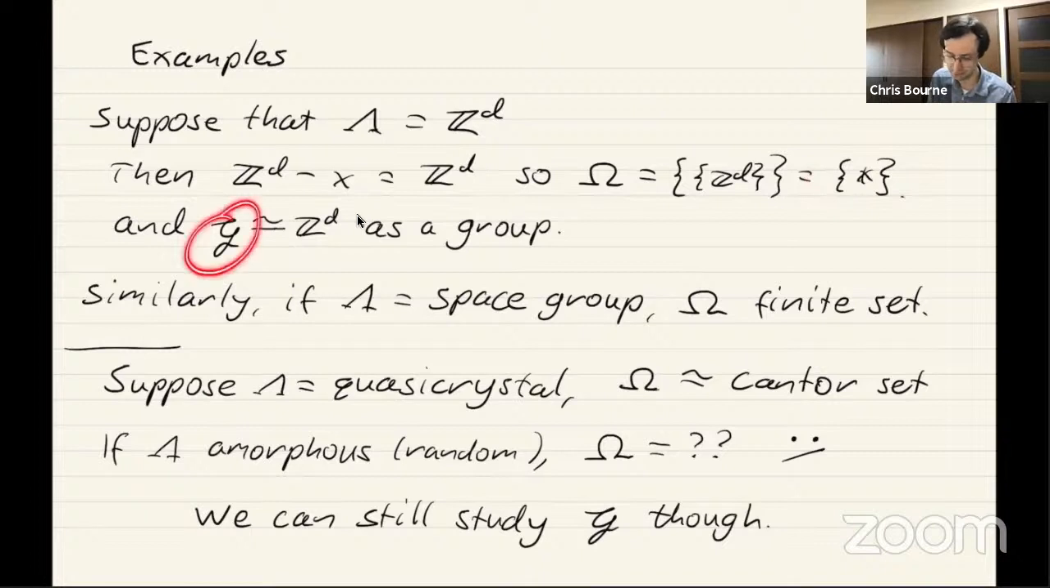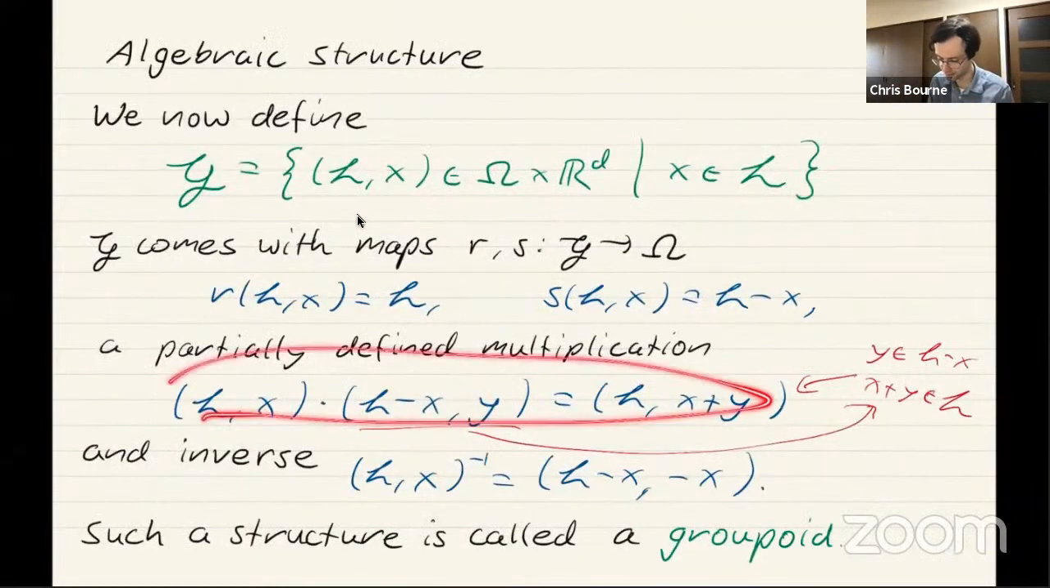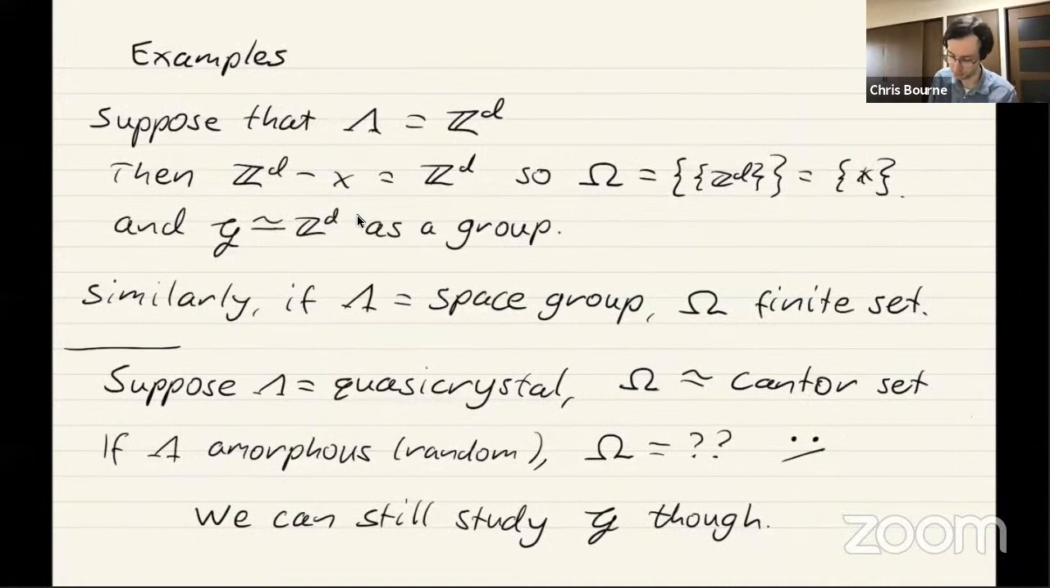And in particular, this curly G, this groupoid, is now just going to give me back Z^d, but now actually as a group, because this multiplication will be the multiplication of Z^d as a group.